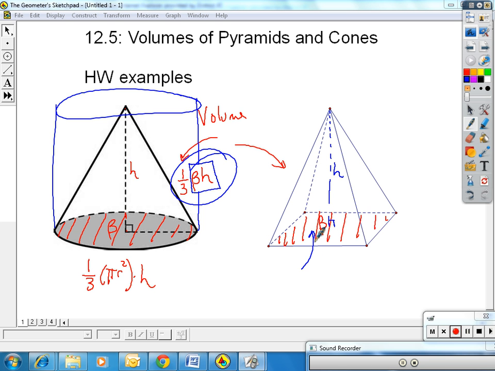Now remember, this base might be a triangle. It could be a square, right? It could be a rectangle. Could be a hexagon. So there's lots of different bases that it can take on. So you have to pay close attention to that. So that's your formula for all these problems.